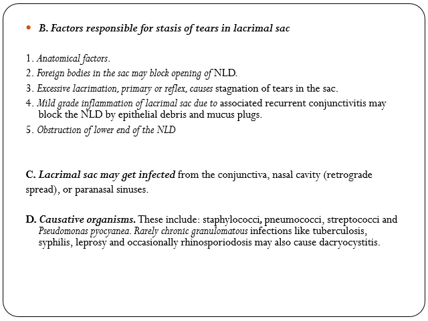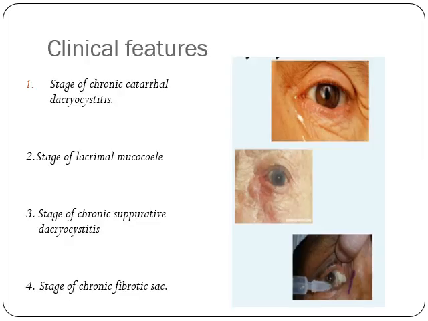The major sources of infection of the lacrimal sac are conjunctiva, nasal cavity, and paranasal sinuses. The causative organisms include Staphylococcus, Pneumococci, Streptococci, Pseudomonas, etc. Regarding the clinical features, there are four stages of chronic dacryocystitis.